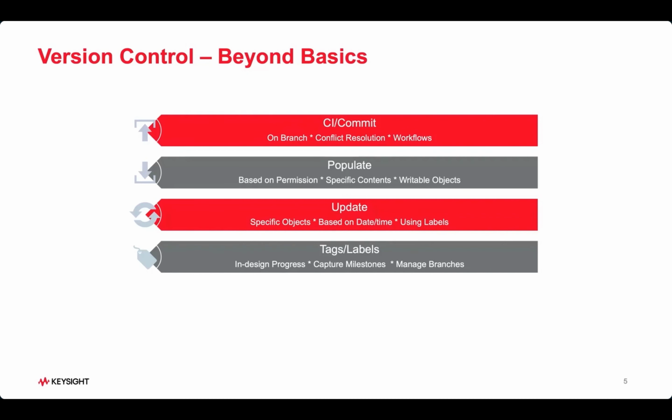I may have a high-speed branch. I may have a low-power branch. I may have a bug-fixing branch. So these are various branches. And so we need the ability to maintain that list of labels as well.